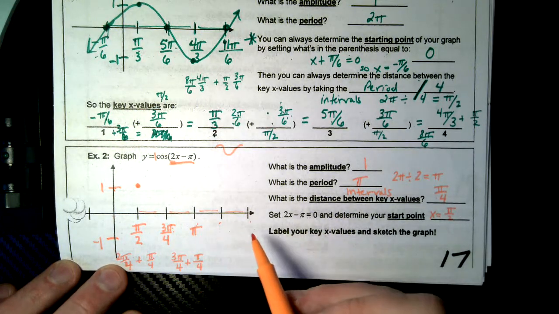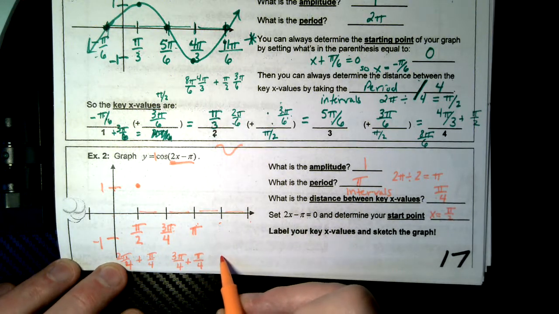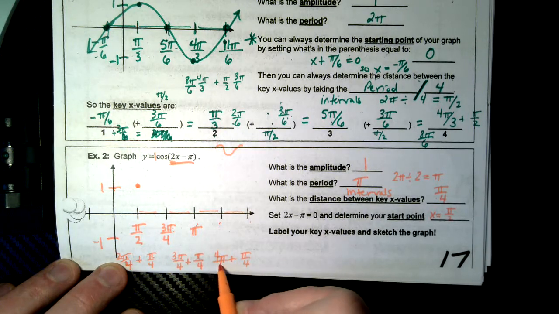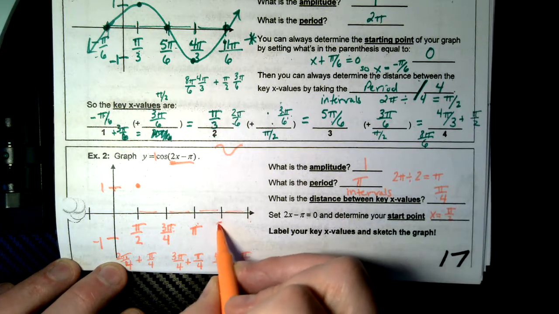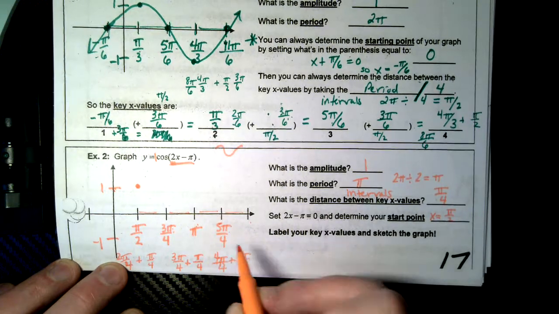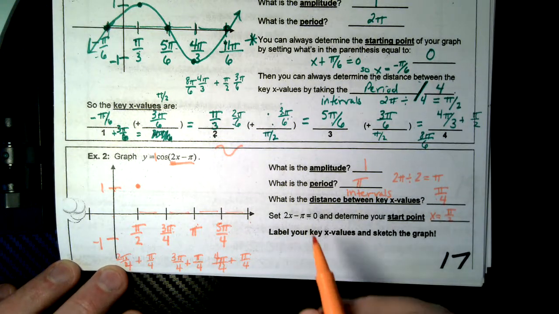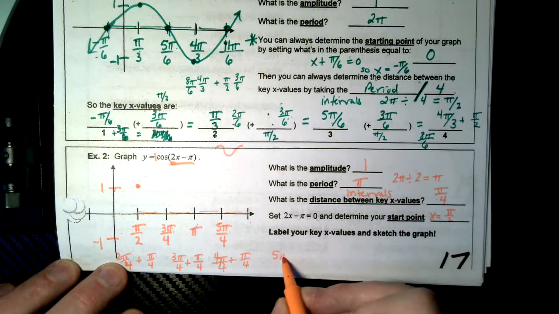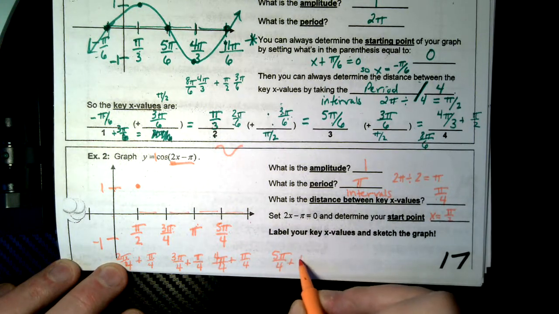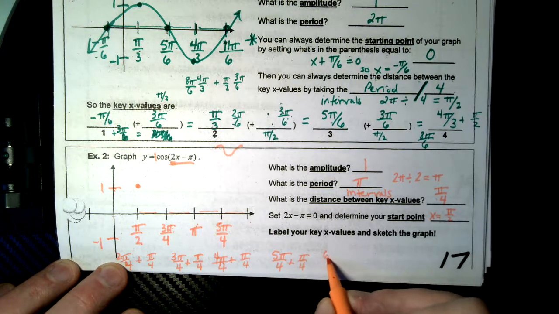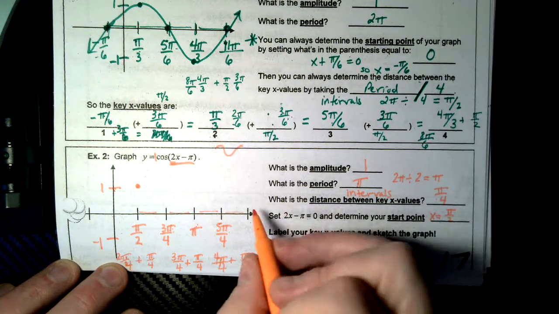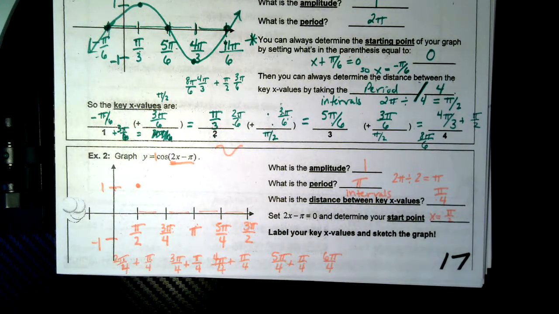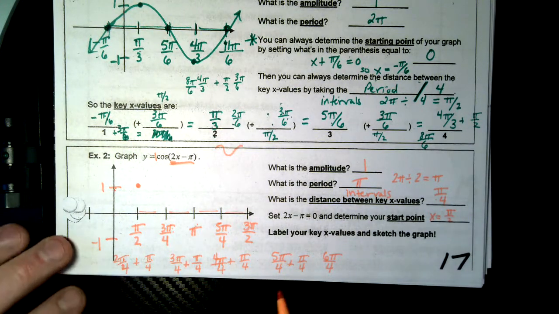Now the next one's going to be 1 1/4. So it's going to be pi plus pi over 4. Call this 4 pi over 4. Now this one's 5 pi over 4. And the next one, if I add 5 pi over 4 and I add pi over 4, 6 pi over 4 becomes 3 pi over 2. Those are my key values, my critical points.